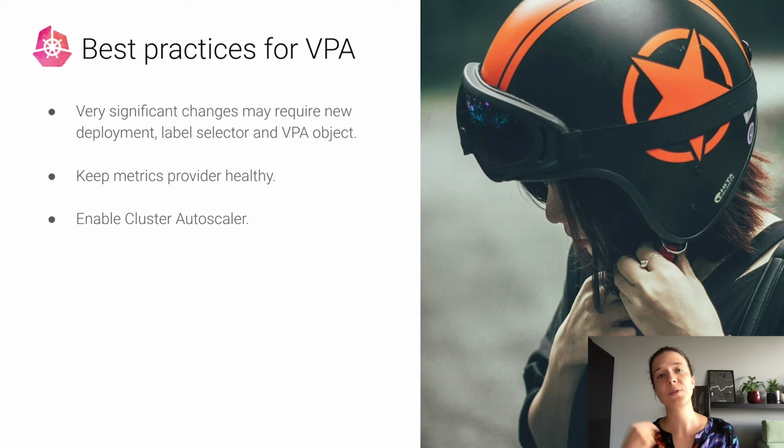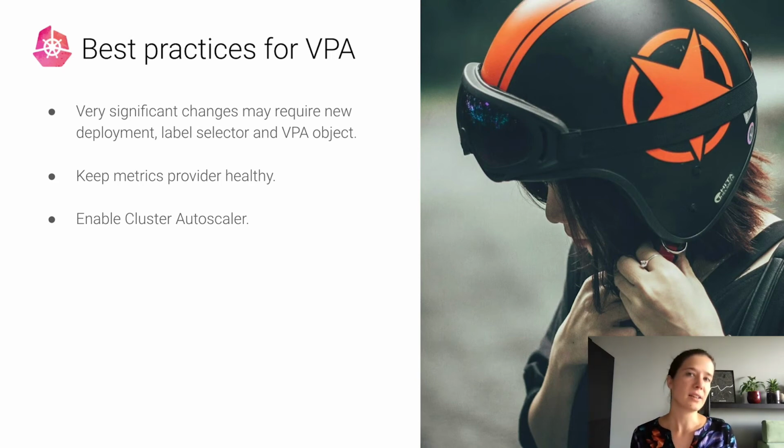As we said before, VPA tracks trends over time. So to do that, it has to store multiple days of history. That means that very significant changes should either be done gradually or they may even require a new VPA object. And to do this properly, you should also create a new deployment with a different set of labels.